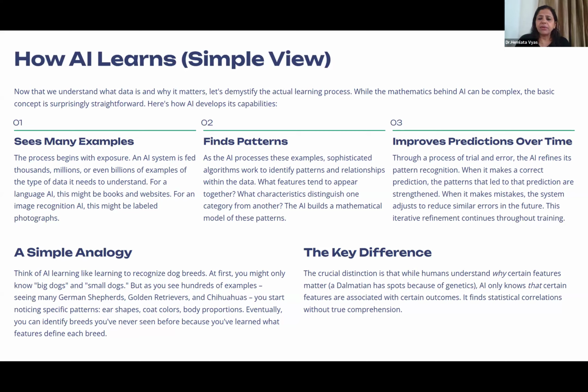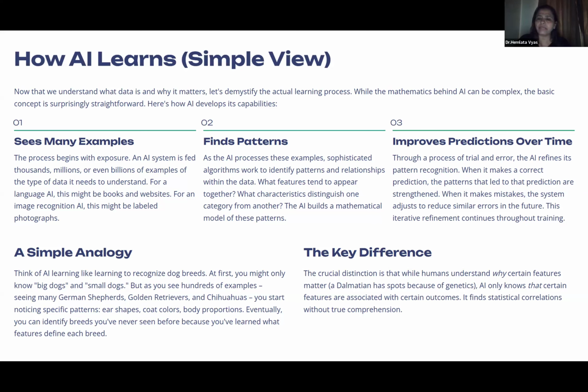And as they identify the patterns and relationships within the data, they keep on building and improving their own data model accuracy. And whatever is happening at the back of everything, there is a mathematical model, which we will talk about in one of the further sessions, how these mathematical models are working. So, through a process of trial and error, AI is refining the entire pattern recognition. When it makes a correct prediction, the patterns that lead to that prediction are strengthened. Then we say that these are strengthened.